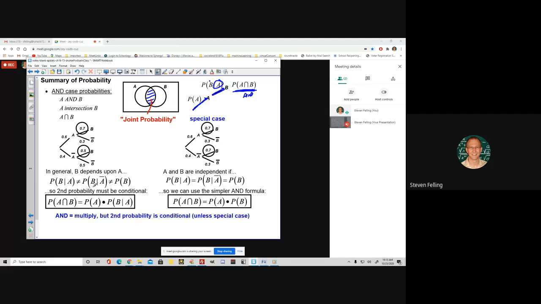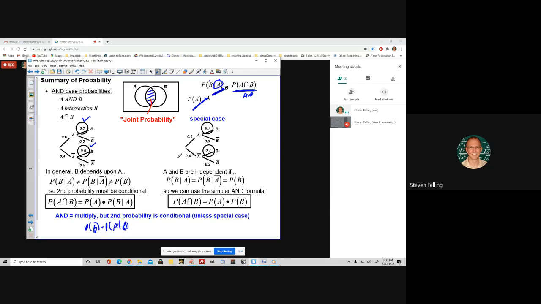Okay, the general case is that the probabilities on the second branches are changing depending on what happens first, right? So because of that, the AND formula is: the probability of A and B is the probability of A times the probability of B given A. It could also be the probability of B and the probability of A given B. It doesn't matter which event you put first, okay?